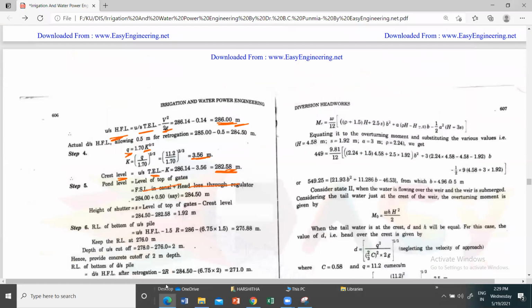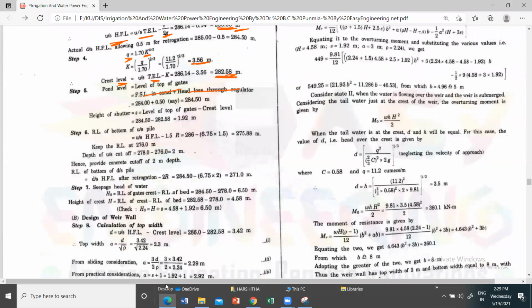Okay, after that you can calculate the pond level also. So pond level is equal to the level of the gate, full supply level of the canal, plus head loss through the regulator. But this is not actually required, pond level and all those things, because we are not designing as a storage. We are only designing for diverting.